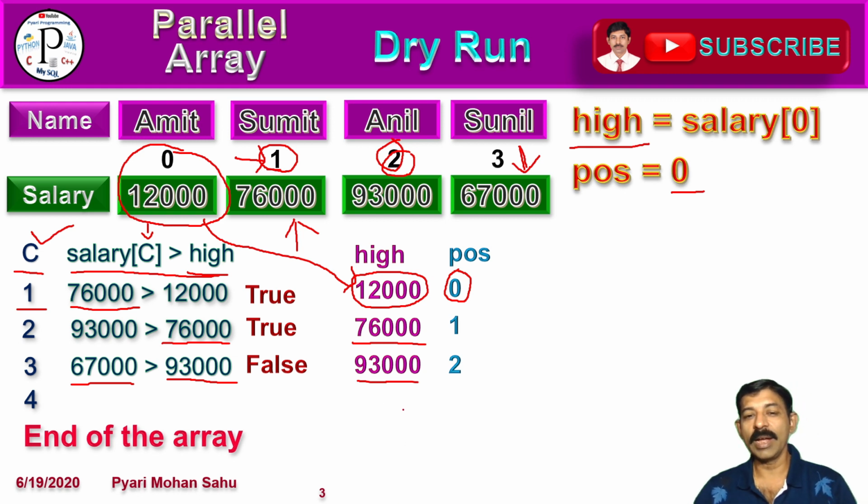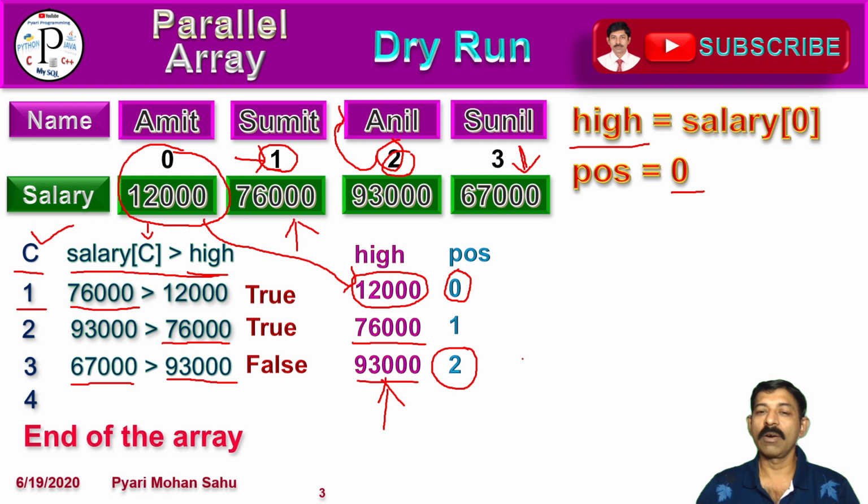And we got the highest employee salary, and the position is 2. So in order to display the name, we have to use name of C, which is the 2 index position. Now, do you understand why I am storing this POS with this?